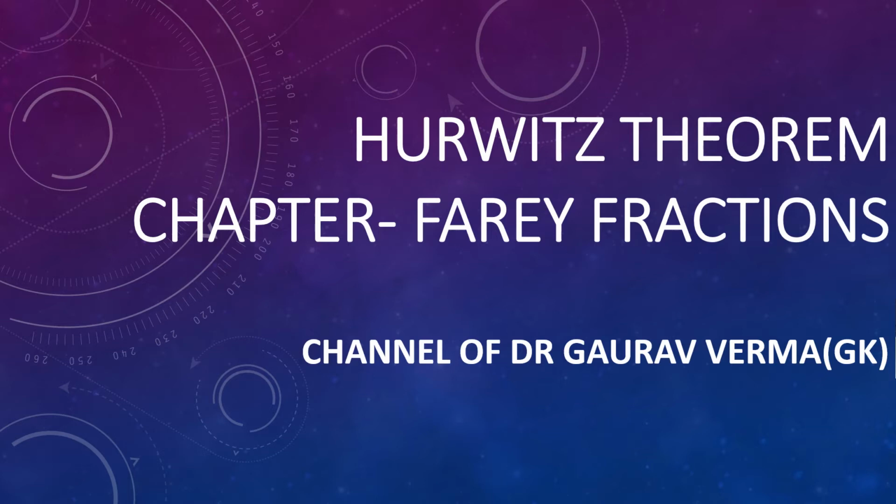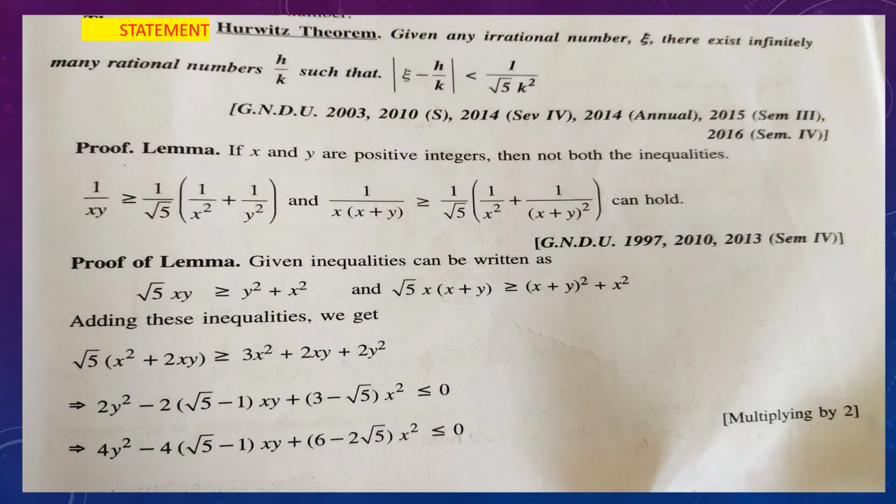In this video lecture, we will learn an important theorem, Hurwitz's theorem, from the chapter on Farey fractions. First of all, what is the statement of Hurwitz's theorem? Given any irrational number xi, there exist infinitely many rational numbers h upon k so that the difference of these is less than 1 by root 5 k square. It means that if there is an irrational number xi, then there exist infinitely many rational numbers h by k so that their difference is always less than or equal to this thing.